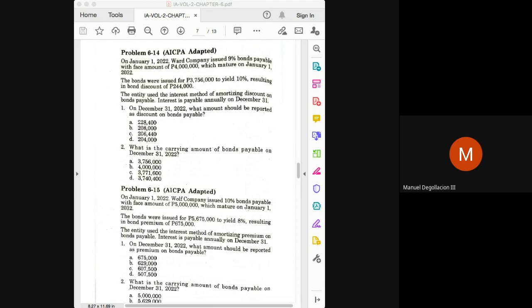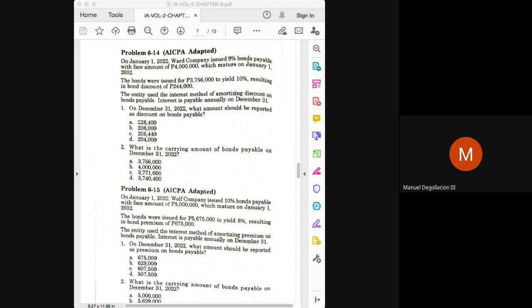But again, your interest expense is 375,600. So that means there is an extra, aside from the 360,000 you are paying, there's an extra how much? What's the difference between 375,600 and 360,000? You will have an extra of 15,600. So that is the additional interest expense. Okay, aside from the fixed 360,000, where is that coming from? That is the amortization on the discount.